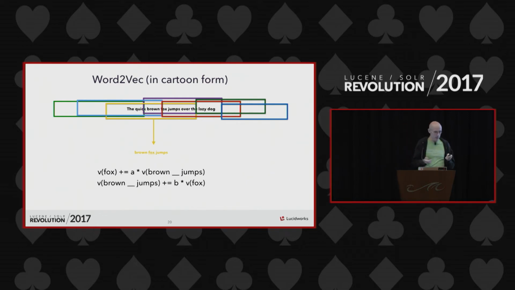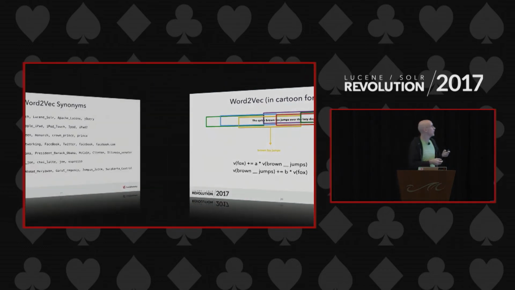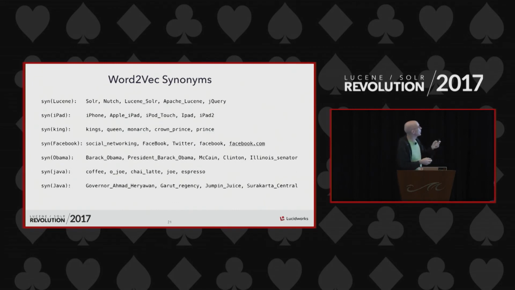If you start playing with them, you can find some really weird things, where you find the vectors nearest to each of these terms. These terms all occur in their corpus, and some of them have really sensible, interesting synonyms or things nearby. The vector for Lucene has Solr, Nutch, Lucene Solr as a phrase, Apache Lucene, and so forth. Some of them totally make perfect sense. All the ones for iPad are awesome. The ones for king, kings and queens and crown princes, very cool, straightforward.